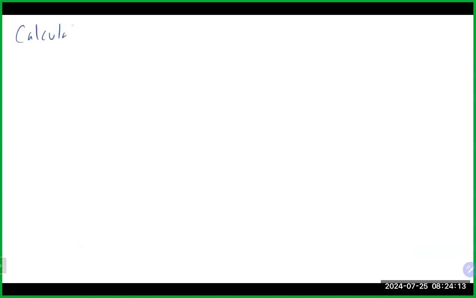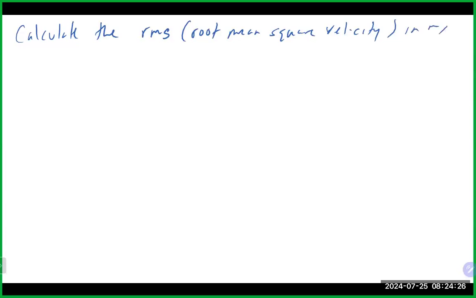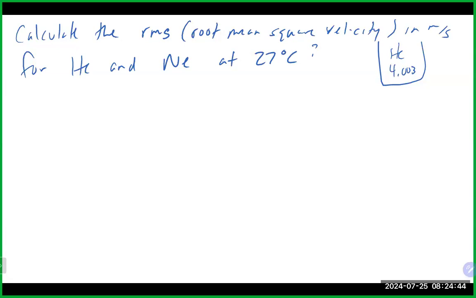Calculate the RMS, the root mean square velocity, in meters per second for helium and neon at 27 degrees Celsius. So once again, helium 4.003, 20.18 for neon. All right, so take a few moments there, calculate it up, see what you come up with.